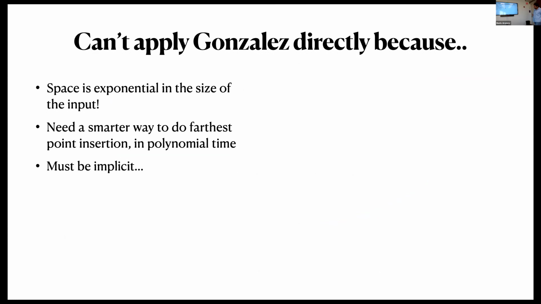The space of triangulations is exponential in the size of the input, so the normal version of Gonzalez algorithm does not work. I need a smarter way to do this farthest point insertion in polynomial time, and it has to be somehow implicit. So there's an optimization problem hidden in trying to find the farthest triangulation.